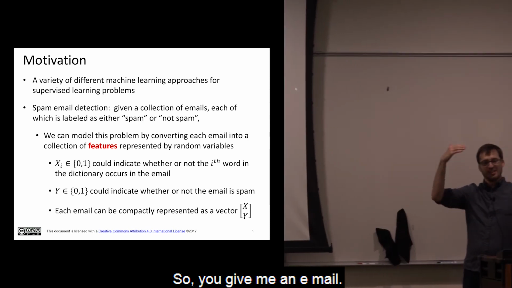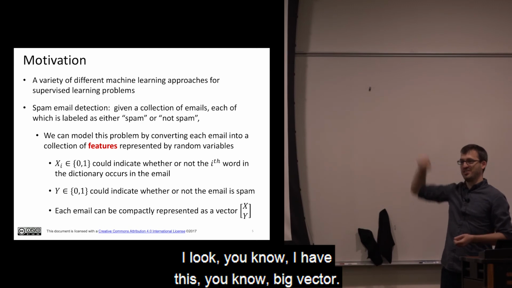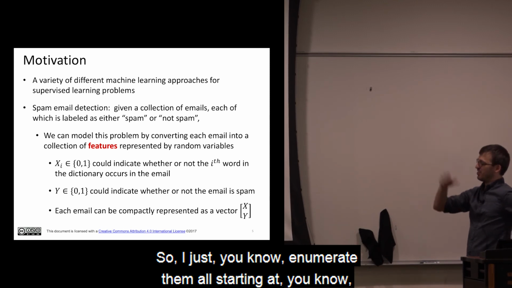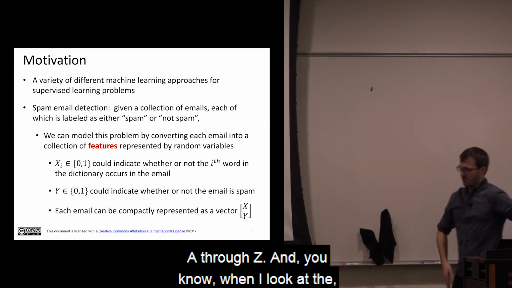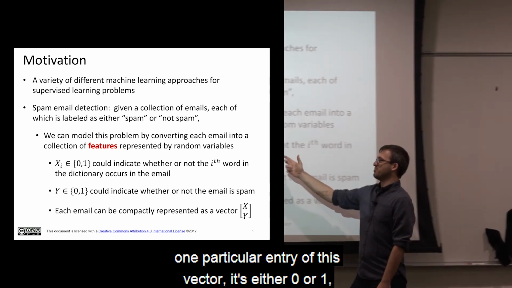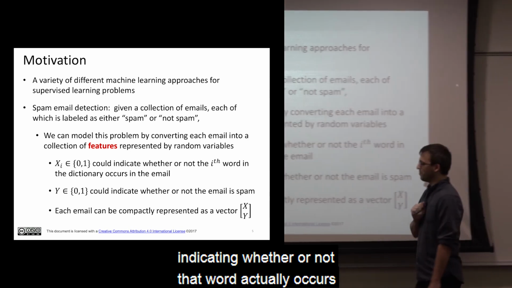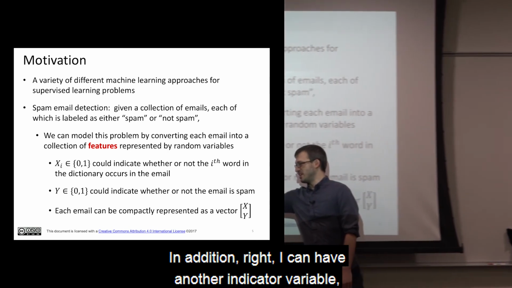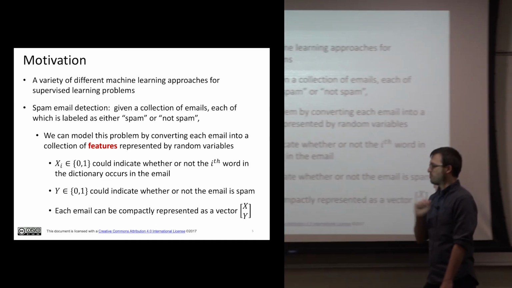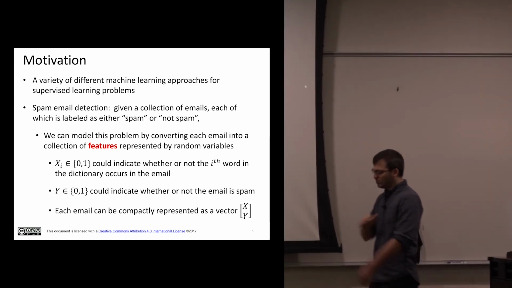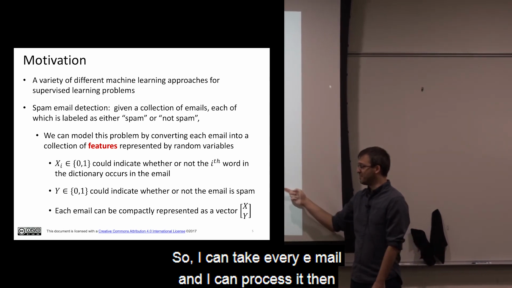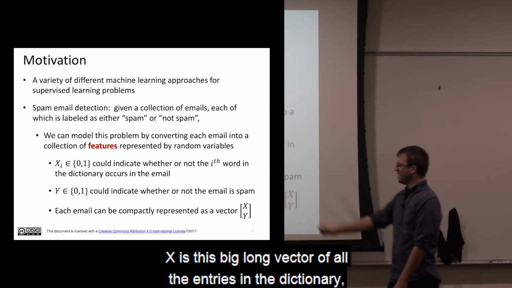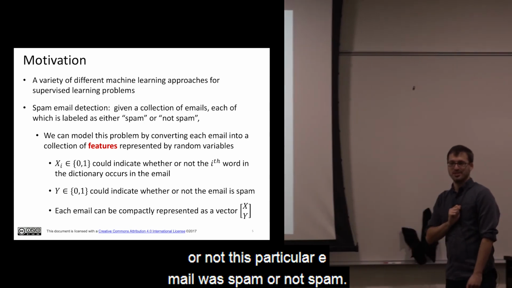So you give me an email, and I have this big vector. There are 10,000 words in the English language, so I just enumerate them all, A through Z. When I look at one particular entry of this vector, it's either 0 or 1, indicating whether or not that word actually occurs in the specific email. In addition, I can have another indicator variable that just tells me whether or not the email is spam. So I can process every email into a vector x and y, where x is this big long vector of all the entries in the dictionary, and y just tells me whether this particular email was spam or not spam.